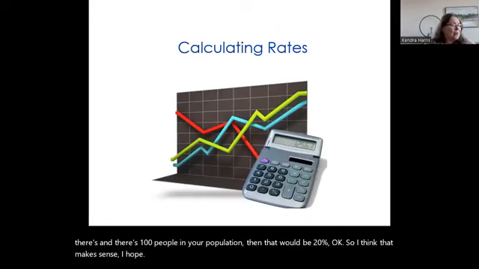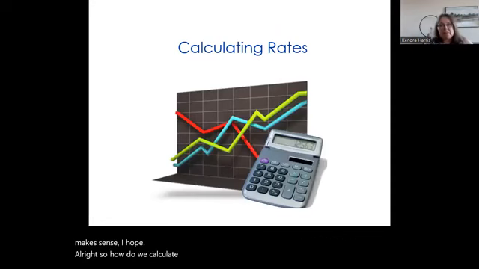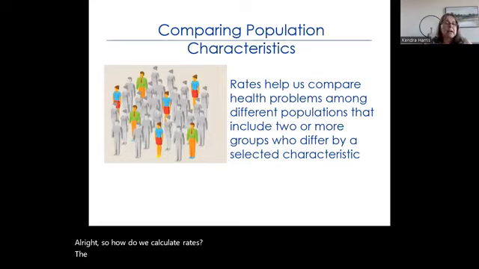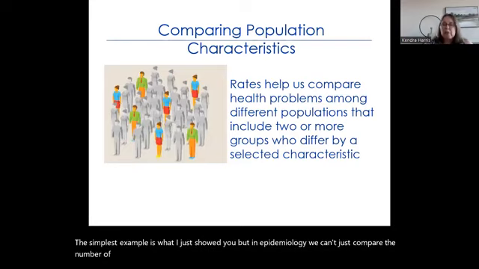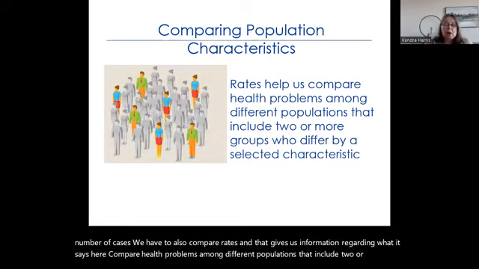All right, so how do we calculate rates? Well, the simplest example is what I just showed you. But in epidemiology, we can't just compare the number of cases. We have to also compare rates. And that gives us information regarding what it says here, compare health problems among different populations that include 2 or more different groups. All right.